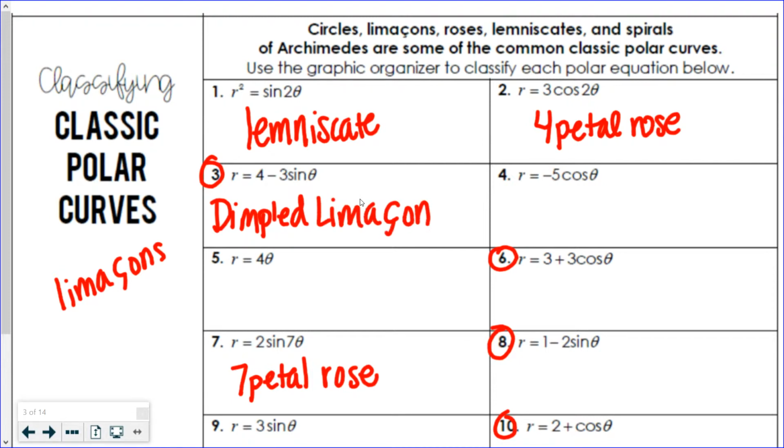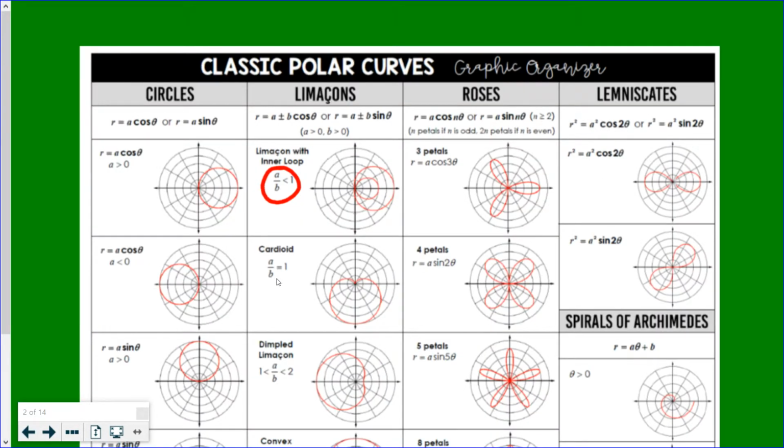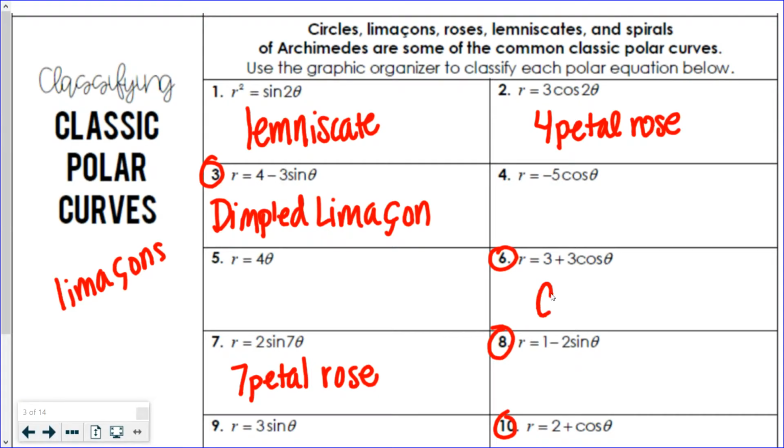All right, looking at number 6, A divided by B would be 3 divided by 3, which is 1. When A divided by B is equal to 1, then we have a cardioid, which means it's a heart-like shaped circle, which doesn't make sense, but I think it will when you graph it.